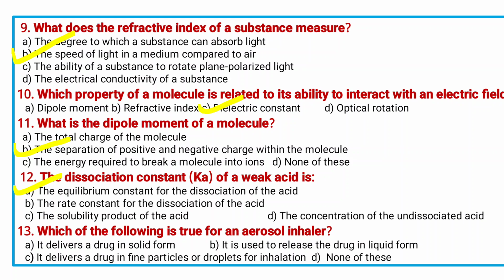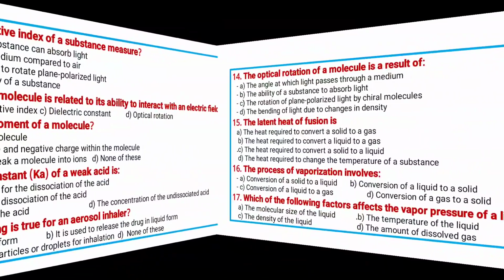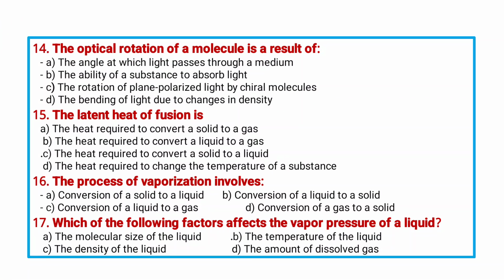So, the dissociation constant is the equilibrium constant for dissociation of an acid. Next, which of the following is true for an aerosol inhaler? It delivers a drug in solid form. It is used to release the drug in liquid form. It delivers the drug in fine particles or droplets for inhalation. And D, none of these. So C is the correct answer. Aerosol is a pressurized dosage form with a propellant.